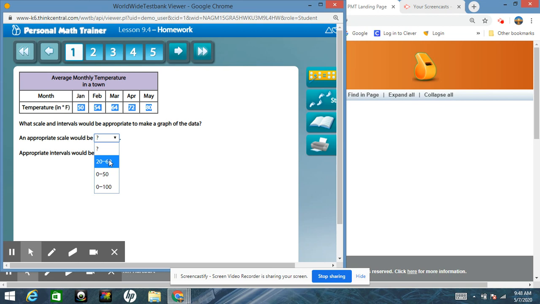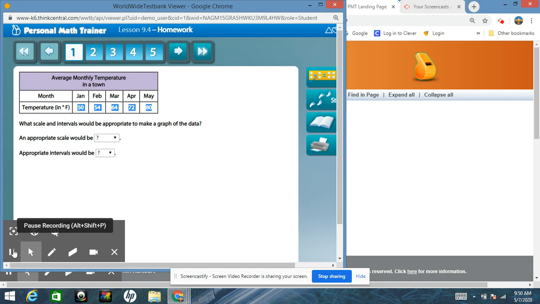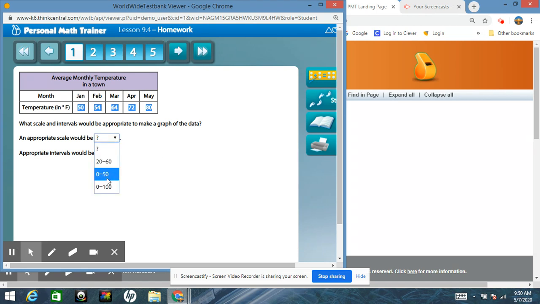20 to 60. Okay, now 60 would be good for 50 and 54, but the rest of the numbers would not fit on that grid. So I can't do that one. Zero to 50 wouldn't work either because you would just get January of 50. So that wouldn't be a good scale. 0 to 100 is your best bet because it would cover all these numbers that you would have to graph, okay? So your appropriate scale would be 0 to 100.